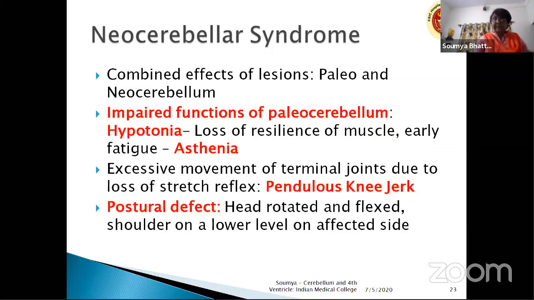You remember the stretch reflex, which you must have done in physiology, the knee jerk reflex. Now, there will be jerky movements. And postural defect is the head rotated and flexed and shoulder on a lower level on the affected side. So in the paleocerebellar syndrome, you have to remember that there is hypotonia, loss of resilience of muscle, asthenia, pendulous knee jerk, and of course postural defect. These are all due to the spinocerebellar fibers.